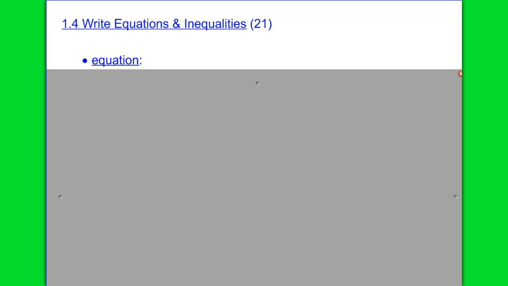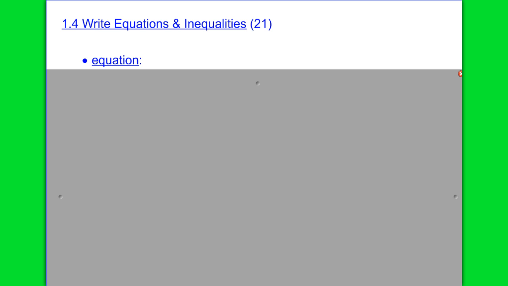Okay, so welcome back, and we are in Chapter 1, Section 4, Writing Equations and Inequalities today. This begins on page 21. So we're getting into equations. Now the question is, what is an equation? And we have talked about that the last couple of days.